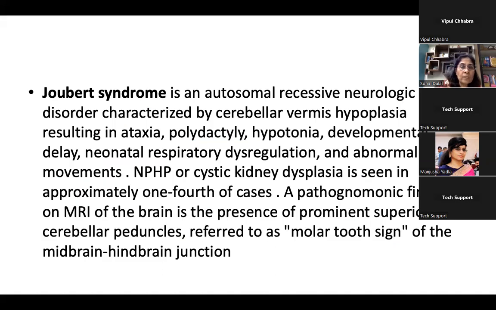It is an autosomal recessive disease. It's characterized by cerebellar vermis hypoplasia, ataxia, polydactyly, hypotonia, developmental delay, neonatal respiratory dysregulation, abnormal eye movements, and nephronophthisis, which is the renal manifestation.